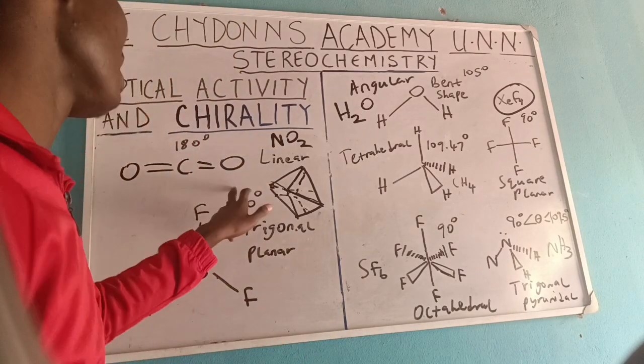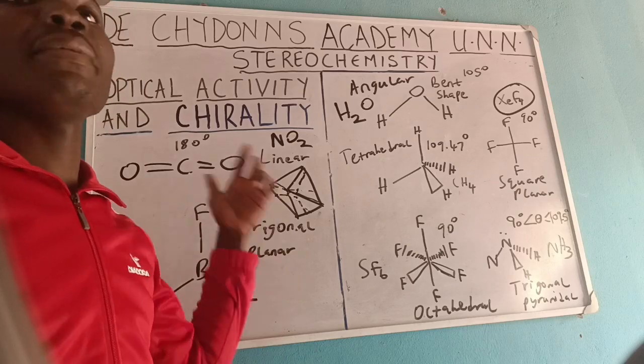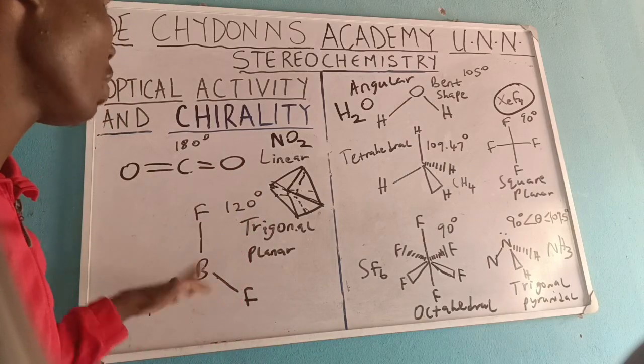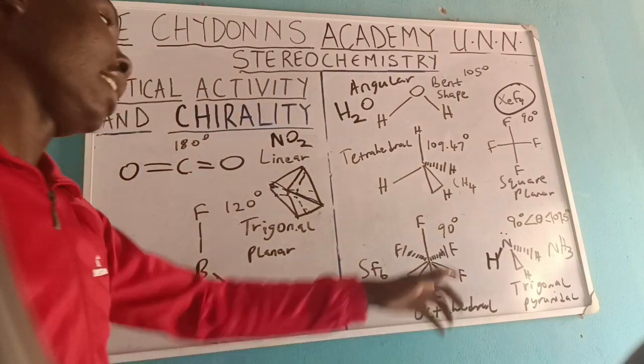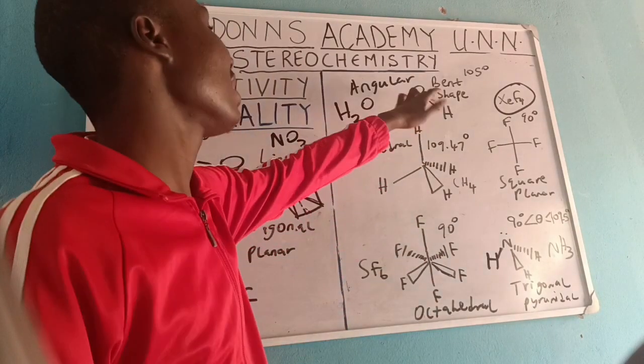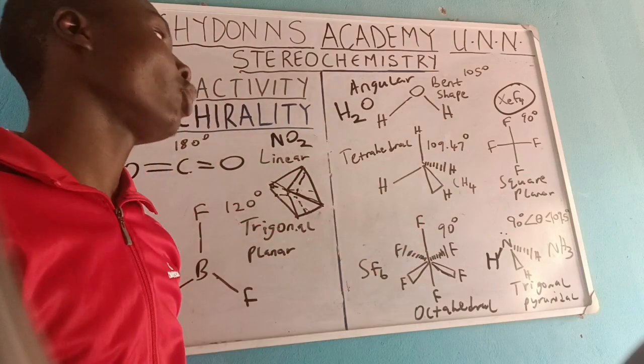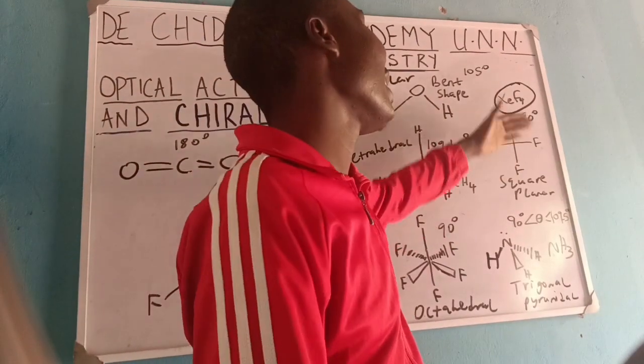For example, this carbon is linear, you can cut through it. It means it has an external plane of symmetry. This particular one, you can cut through it. It means it has an external plane of symmetry. So that's NH3. This particular one has an external plane of symmetry. You can cut through it. So this square planar, you can cut through it.